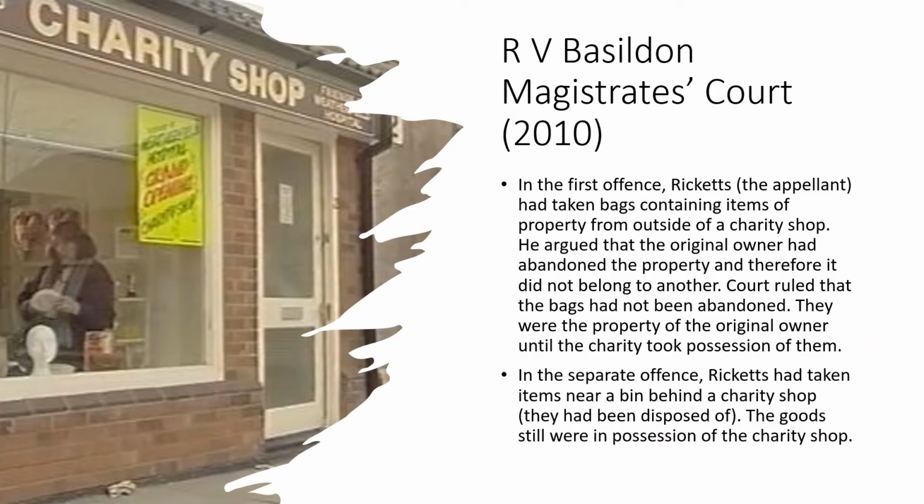In the Crown and Basildon Magistrates Court, in this first offence, Rickett, who was the appellant, had taken bags containing items of property from outside a charity shop. He argued that the original owner had abandoned the property and therefore it didn't belong to another. But the court ruled the bags had not been abandoned. They were the property of the original owner until the charity took possession of them. Now, in a separate offence, he also had taken items near a bin behind the charity shop, and the goods were still in possession of the charity shop. So in this case, until there's a clear chain of ownership, and that's what this case demonstrates.